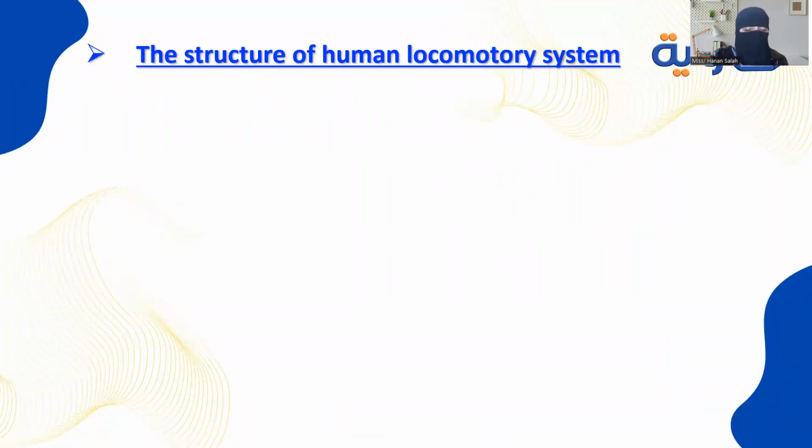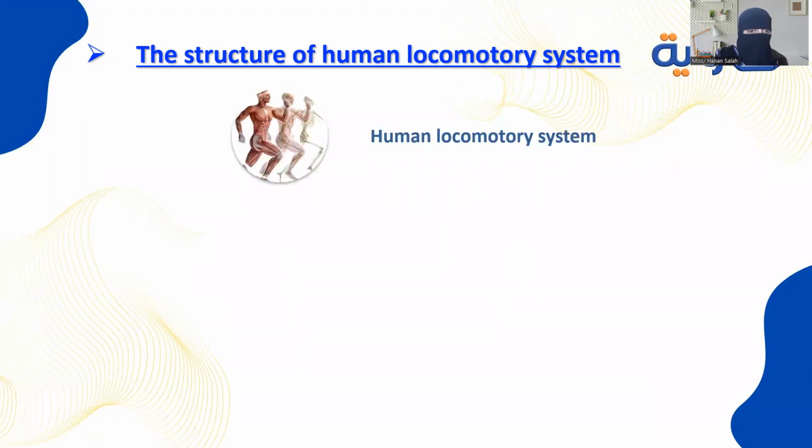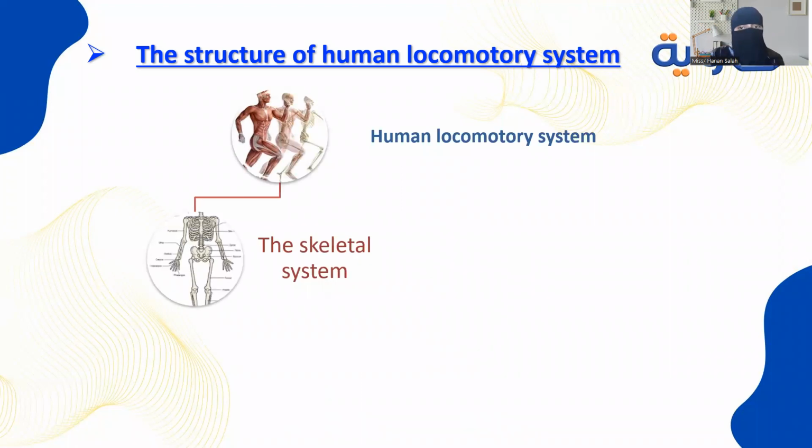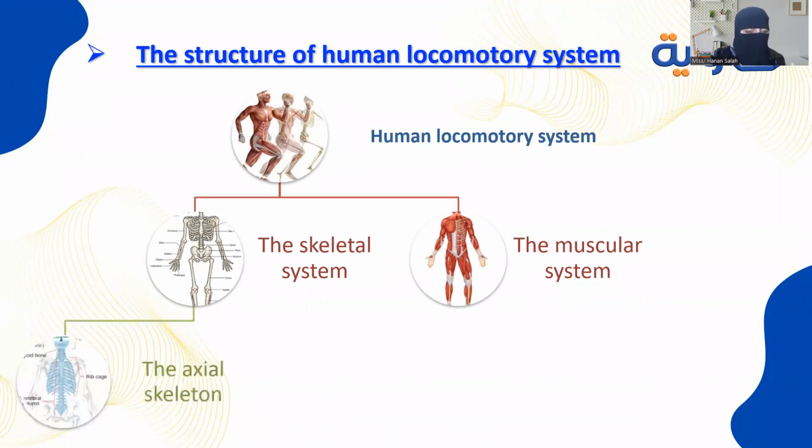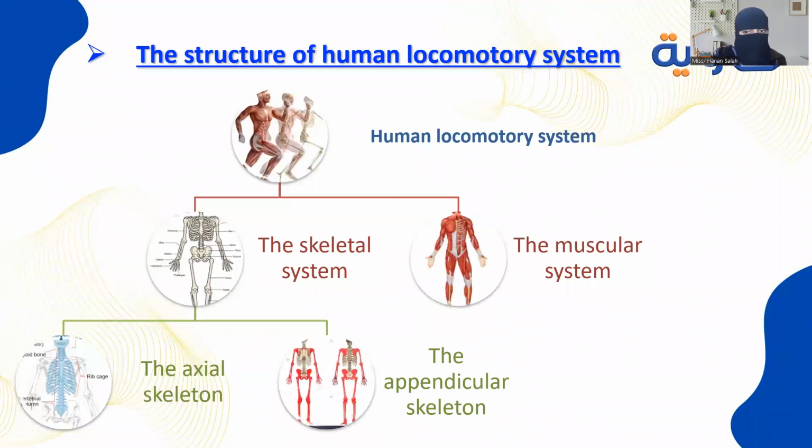What about the structure of the human locomotory system? It consists of a skeletal system and muscular system. The skeletal system consists of axial skeleton and appendicular skeleton. But the muscular system will be with you in the older ages, inshallah. So let's see now the axial skeleton.